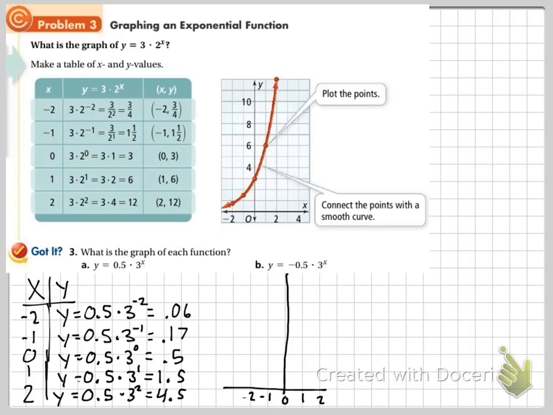So at -2, I'm just barely above the line. At -1, I'm a little bit more above the line. At 0, I'm at 0.5. At 1, I'm at 1.5. And at 2, I'm at 4.5.